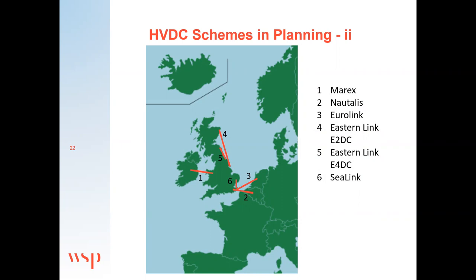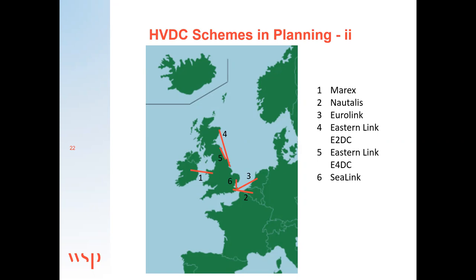Two schemes called the Eastern Link, one from Peterhead down to coming in at Drax, and the other from Torness coming into Hawthorn Pit. So essentially one is nested inside the other, but mirroring the Western Link, links between Scotland and England to bring power, essentially renewable energy from the north to the south.